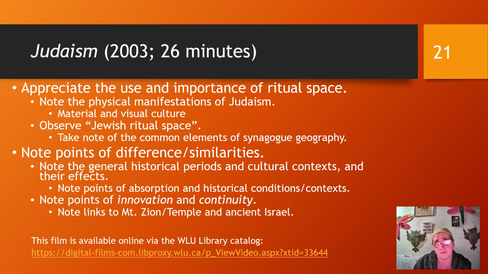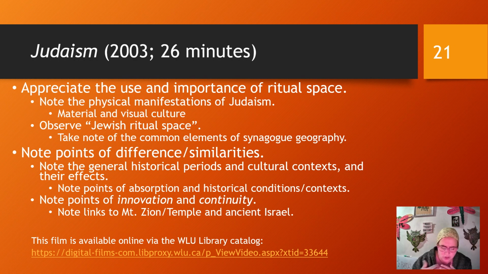Remember, domestic Judaism takes place in Jewish homes, which is also a significant ritual space for Jews. But organized ritual space can be the physical manifestation of Judaism. And as such, it's an incredibly important source of material and visual culture, sort of the stuff of Judaism. History is written into the walls of synagogues and synagogue architecture and synagogue art and decoration.